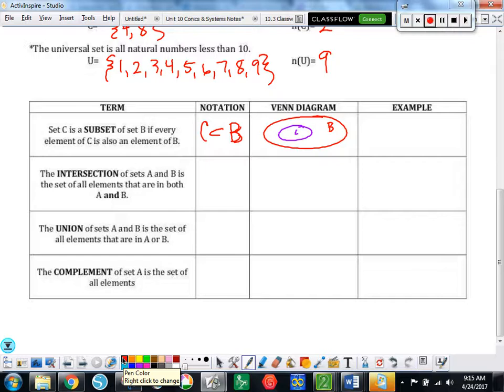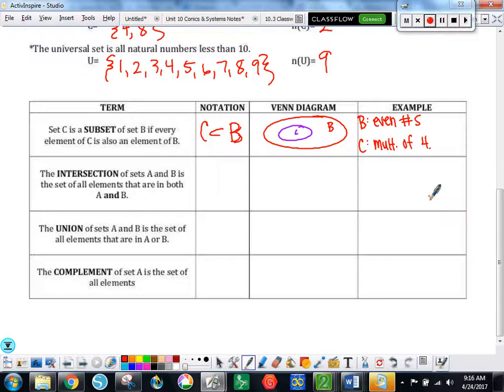An example of that is maybe if set B was even numbers and set C was multiples of 4. Is C part of B? Are the multiples of 4 also even? Yeah, it's a smaller grouping of the one above it. Does that sort of make sense, what a subset is?